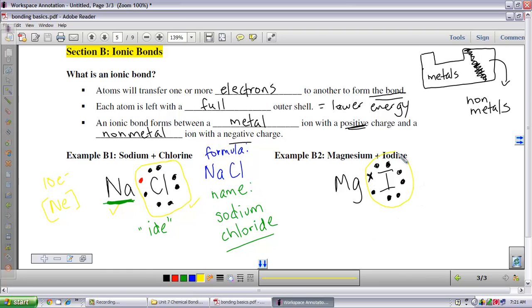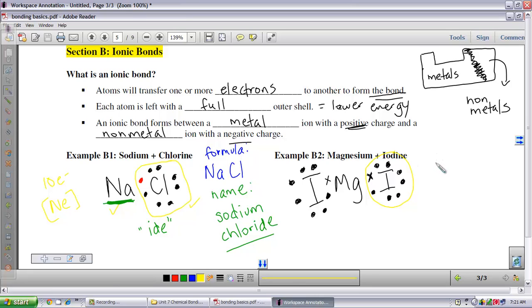Uh-oh, there's a problem though. Look at magnesium on the periodic table. It's in group 2A, which means it has 2 valence electrons. He doesn't just give away 1, he gives away 2. So what does that mean? It means we need to add another iodine to the mix. So when you have magnesium in a solution with iodine, each magnesium ion will bond with two different iodines so that the iodines have full shells and magnesium has full shells.